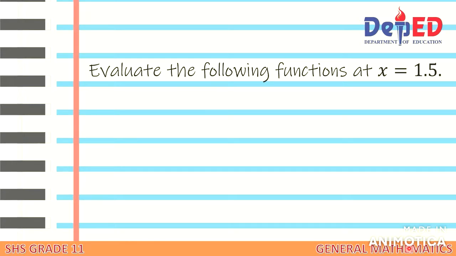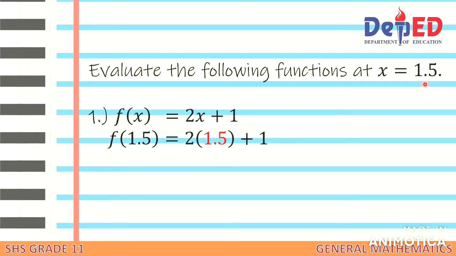Let's have some examples. Evaluate the following functions at x is equal to 1.5. So the value of x here is 1.5, and let's have the first equation, which is f of x is equal to 2x plus 1. The first step here is to replace x with the value of 1.5. So let's rewrite it as this: f of 1.5 is equal to 2 times 1.5 plus 1. To simplify this, we now have 3 plus 1, and 3 plus 1 is equal to 4.